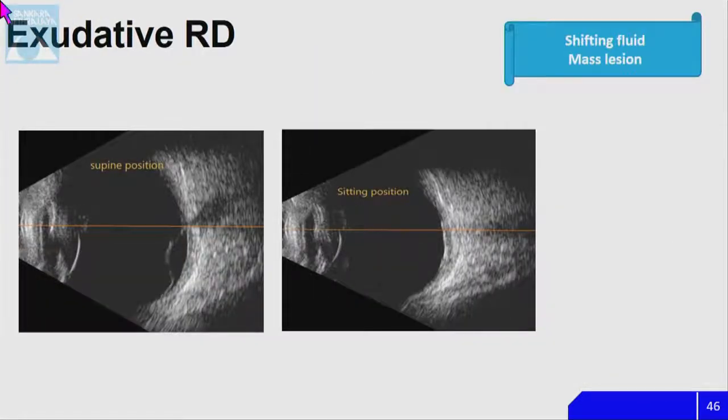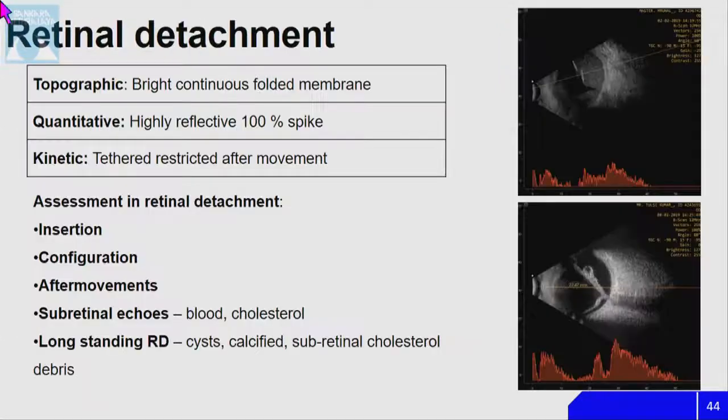Exudative RD, we look for mainly shifting fluid. Also another thing is, the subretinal hemorrhage, if you are suspecting, it will never be diffuse like this. It will be a clotted hemorrhage. So you will see some clumps of echoes. If you have a fresh subretinal hemorrhage, definitely you will see some clots or some clumps, and you will have a kind of more of a solid appearance of the echoes.